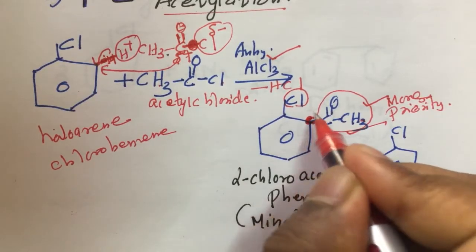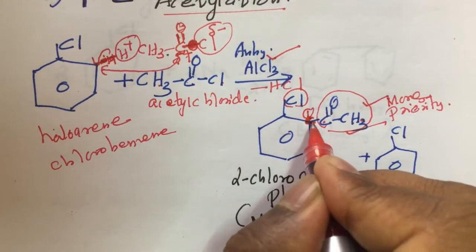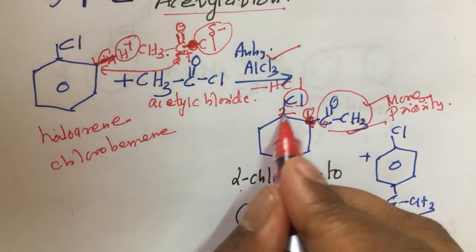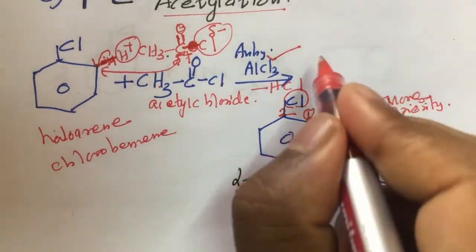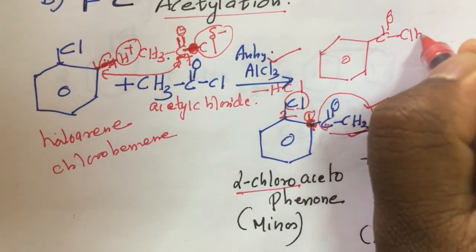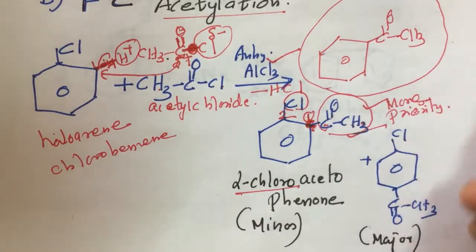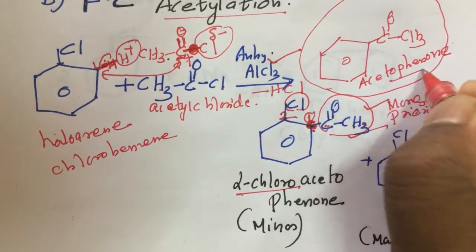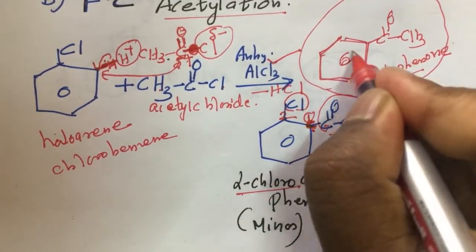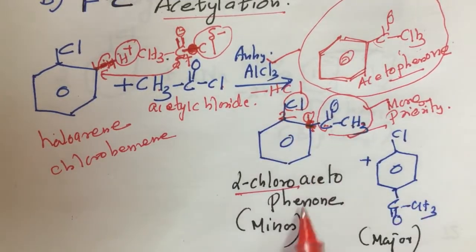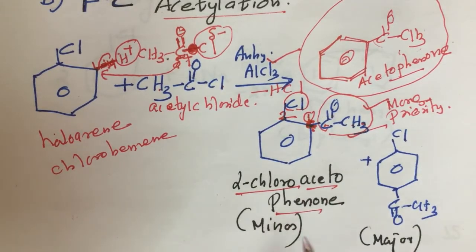So give number 1 to this carbon. COCH3 is attached to this carbon, so give number 1 to this carbon, number 2 here. So second position chlorine, 2-chloro. Then this compound, COCH3, altogether is called acetophenone. Learn it by heart: benzene with COCH3 together is called acetophenone. So 2-chloroacetophenone. Here the product is minor due to steric effect.